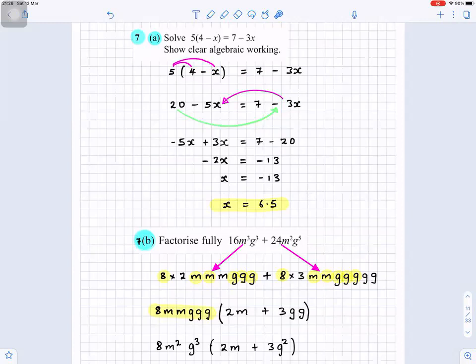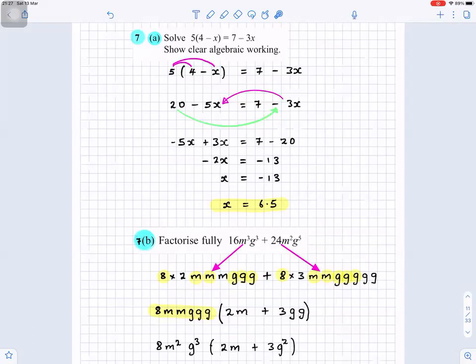Question 7b. Factorize fully 16m cubed g cubed plus 24m squared g to the power 5. We can split 16 into 8 times 2. And 24, we can split it into 8 times 3. M cubed is m times m times m. G cubed is g times g times g. M squared is m times m. G to the power 5 is g times g times g times g times g. I've written it out in expanded form so you can see everything.